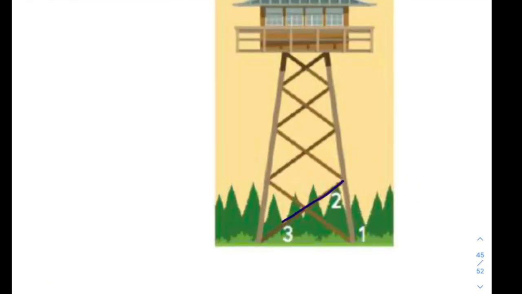A tower sits on a network of struts and posts. Leslie measured 3 angles of the tower. Let's see these angles. Yes, these are the angles here. We have 2, 3, and 1. And as you see, this is similar to the first one or the previous question.